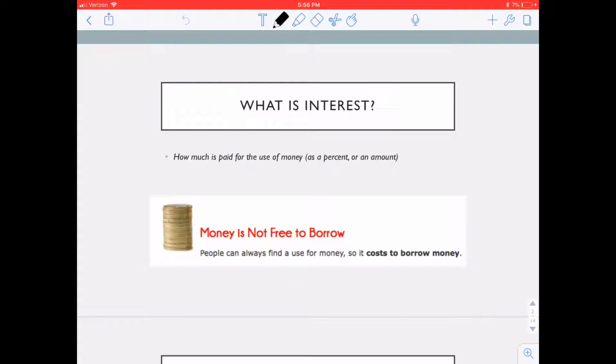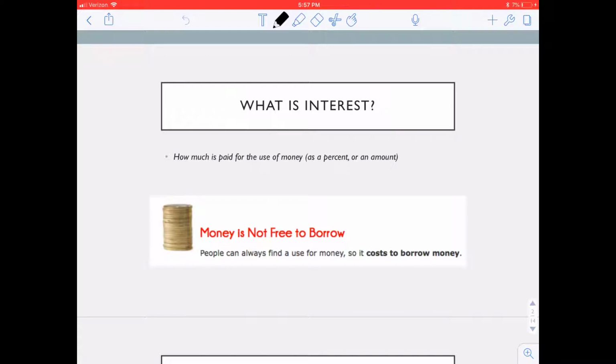Money is never free to borrow. People can always find a use for money, but it costs to borrow money. So for example, if you're borrowing money from somebody, you generally pay them back interest. So you pay back the amount you borrow plus an additional amount, sort of like a thank you for letting me use this money. Banks also give you an interest rate because they are borrowing your money.